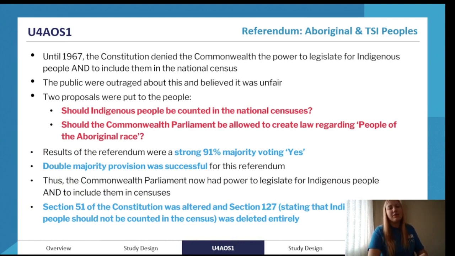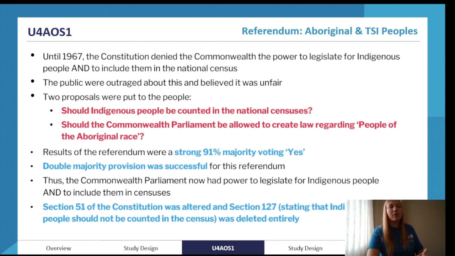Up till 1967, so this referendum happened a very long time ago, there were some very unfortunate sections in the Constitution with regards to Indigenous and Torres Strait Islander peoples. The Constitution was denying the Commonwealth the power to legislate for Indigenous peoples, so literally limiting them from being able to make any laws around Indigenous peoples. They would not be able to make laws for the benefit of Indigenous peoples, for the protection of Indigenous people, and essentially to treat them as part of the population.